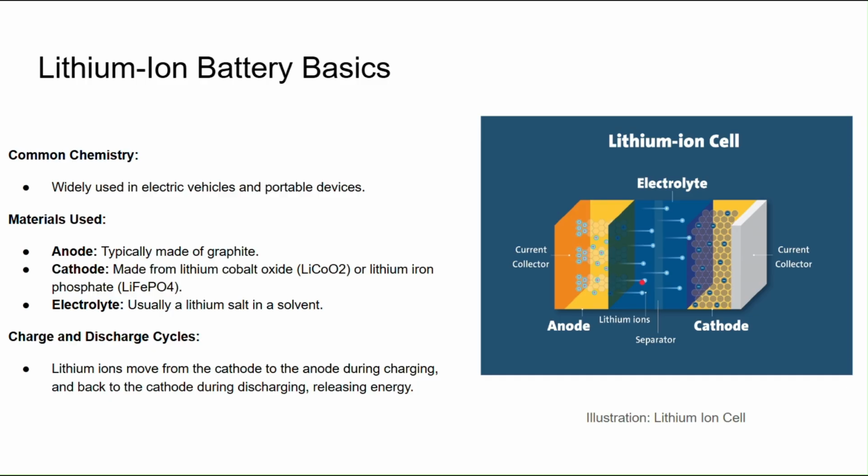During charging, lithium ions travel from the cathode to the anode, where they are stored. When you use the battery, the ions flow back from the anode to the cathode, releasing energy that powers your device. This continuous cycle of movement is what makes lithium-ion batteries so dependable, and thus they are the most common batteries in use.